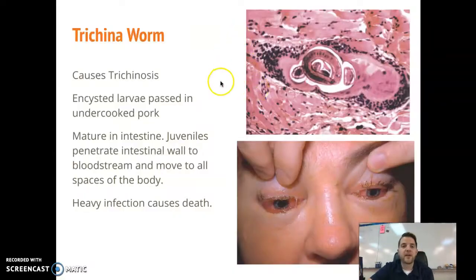And then we have the Trichina worm. This causes trichinosis, and a lot of people have heard of trichinosis. It's a pretty severe infection. This is what we get if we eat undercooked pork. It's a particular parasite that comes from undercooked meat, and it matures in the intestines, and then the juveniles, kind of the babies, will penetrate into the intestinal wall, move into the bloodstream, then go all over the body. This is actually one type of worm that causes death pretty frequently. So it's a pretty nasty one.